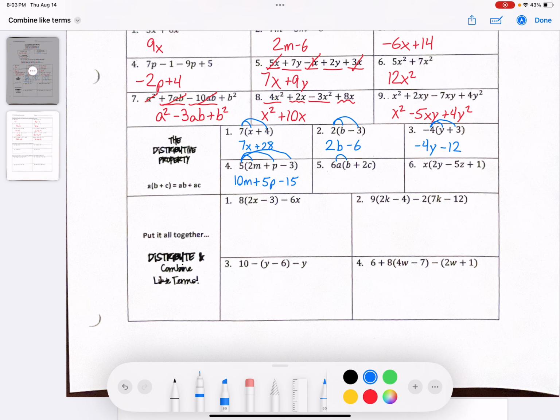Next one, we have 6a times b. So we get 6ab. And 6a times 2c, we do 6 times 2 is 12, and a times c is just going to give me ac.